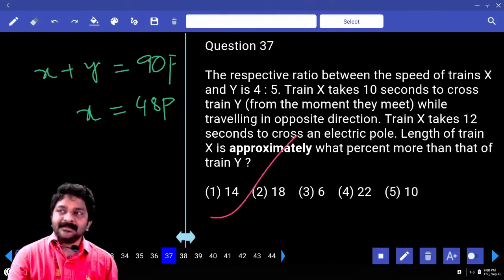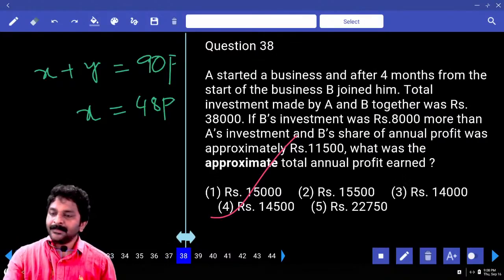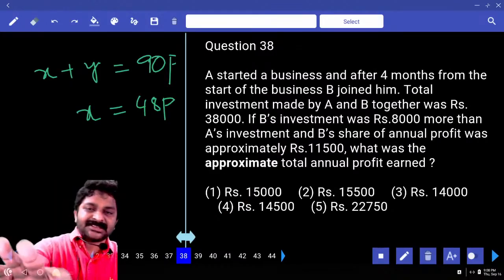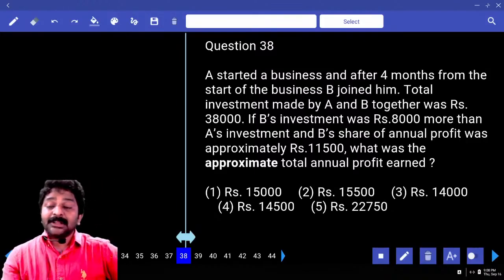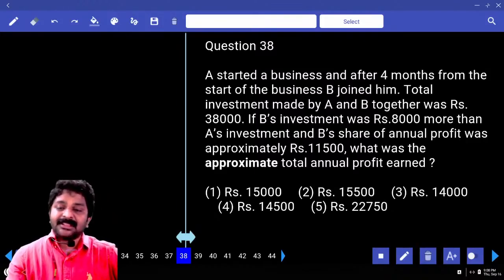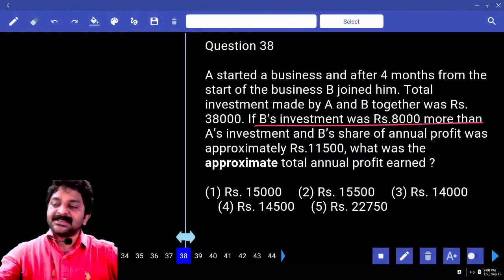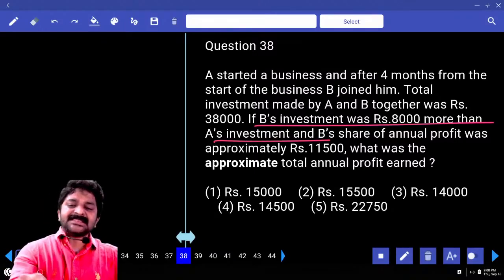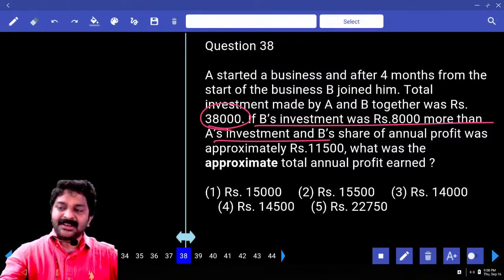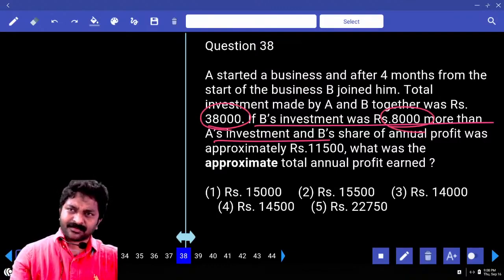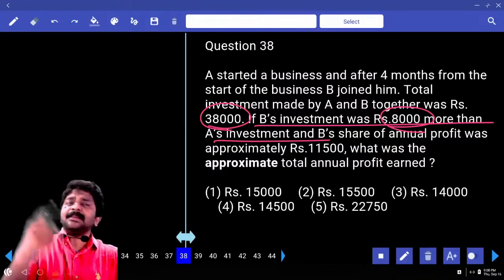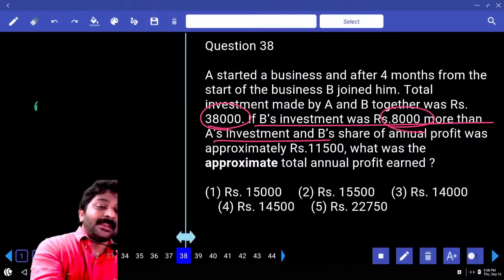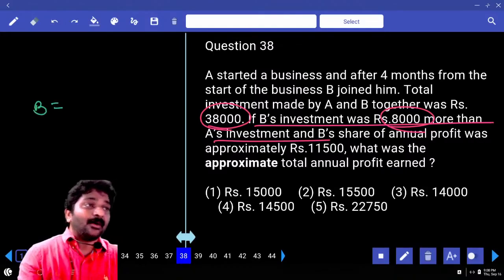Is it clear? Next. A started a business and after 4 months from the start of the business, B joined. The total investment made by A and B together was 38,000. B's investment was 8,000 more than A's investment. That means the sum is equal to 38,000 and the difference is equal to 8,000. Correct? Out of A and B, who is getting more? Then if you want to calculate B's share, how do you get it?